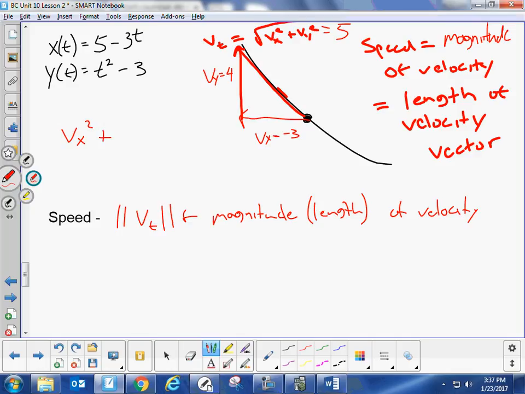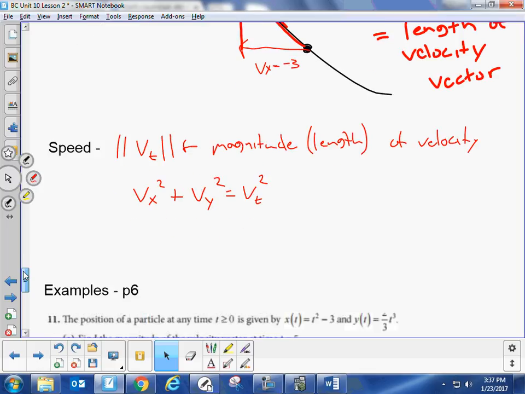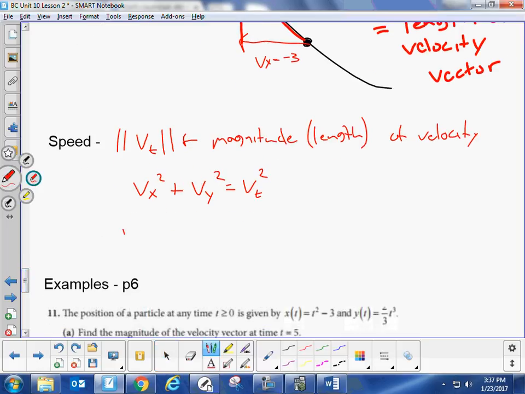So given that v sub x squared plus v sub y squared is equal to v sub t squared, using the Pythagorean theorem, you could get that v sub t will be the square root of vx squared plus vy squared. And of course, you can replace that with dx dt, replace that with dy dt, replace that with x prime, y prime, whatever.